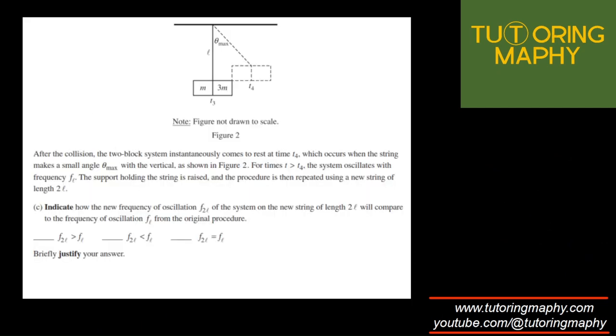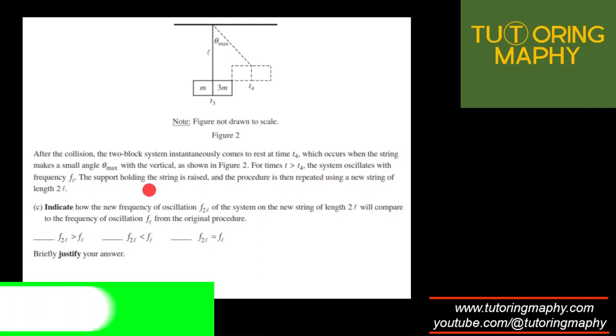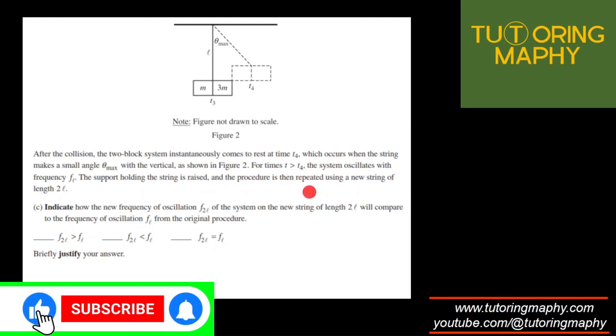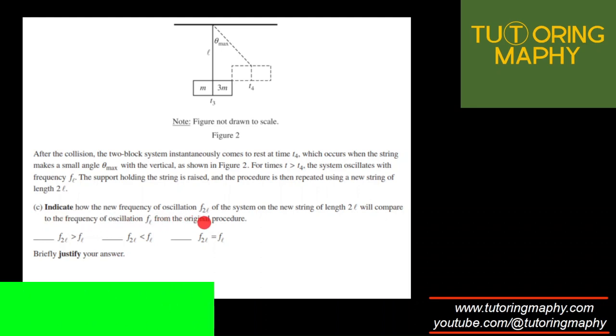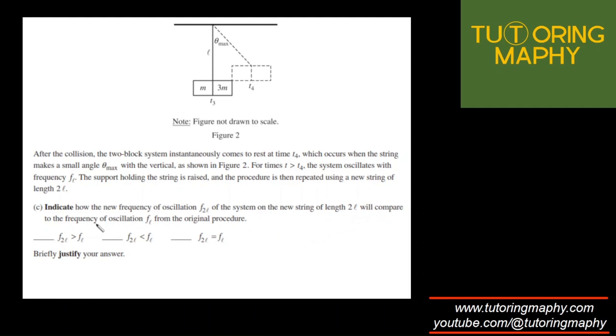Right. The next one which we have is the next part. After the collision, the two block system instantaneously comes to rest at time T4. Okay, they are using T4 here. That's fine. Which occurs when the string makes a small angle theta max with the vertical as shown. For time t greater than T4, the system oscillates with the frequency of FL. The support holding the string is raised and the procedure is then repeated using a new string of length 2L. Indicate how the new frequency of the oscillation of the system with 2L will compare to the old frequency.